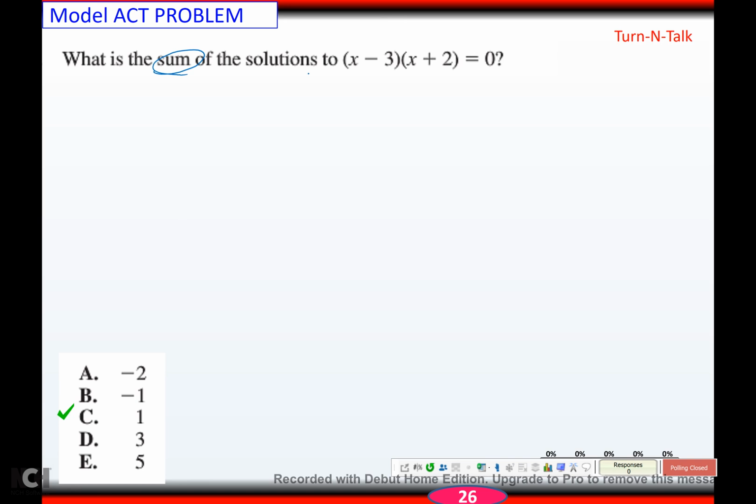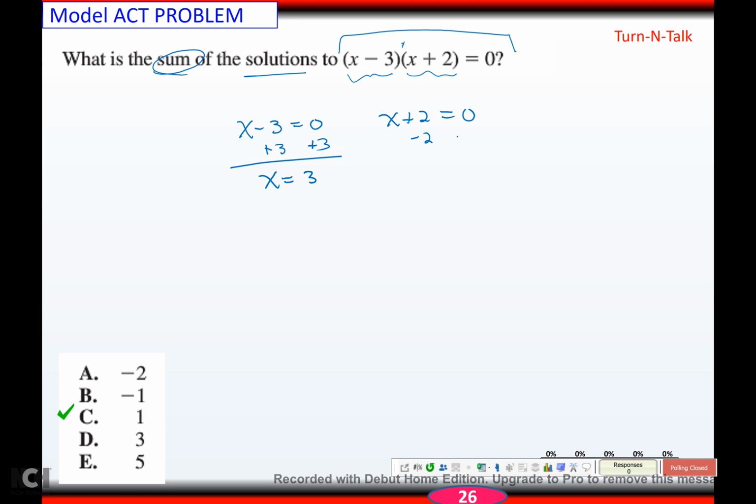Alright, they want the sum of the solutions to this problem. Well, this is the zero product property. They're saying that this times this equals 0. Well, the only way you can multiply two things together and get 0 for an answer is if one of the things getting multiplied is equal to 0. So, you set each factor to 0, x minus 3 equals 0, or x plus 2 equals 0. To get x alone, I'd add 3, x equals 3, minus 2, x equals negative 2, and then it wants me to add those up. 3 plus a negative 2 is 1. Okay.